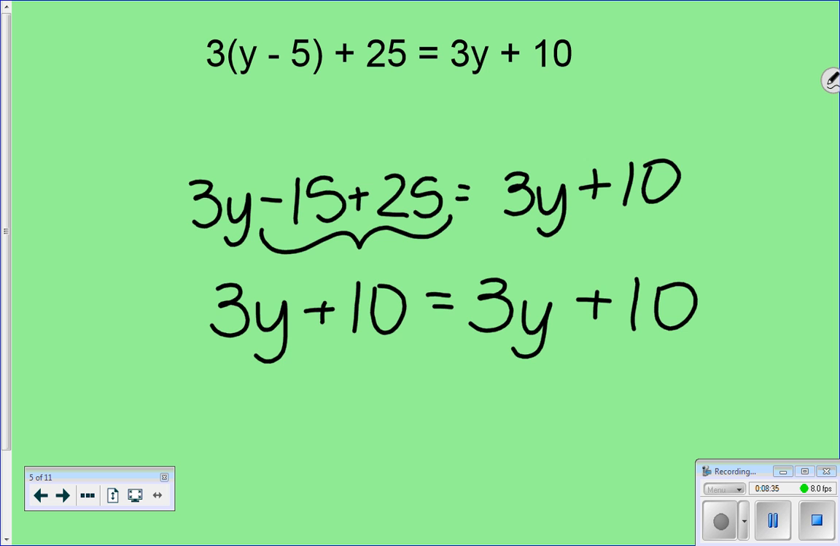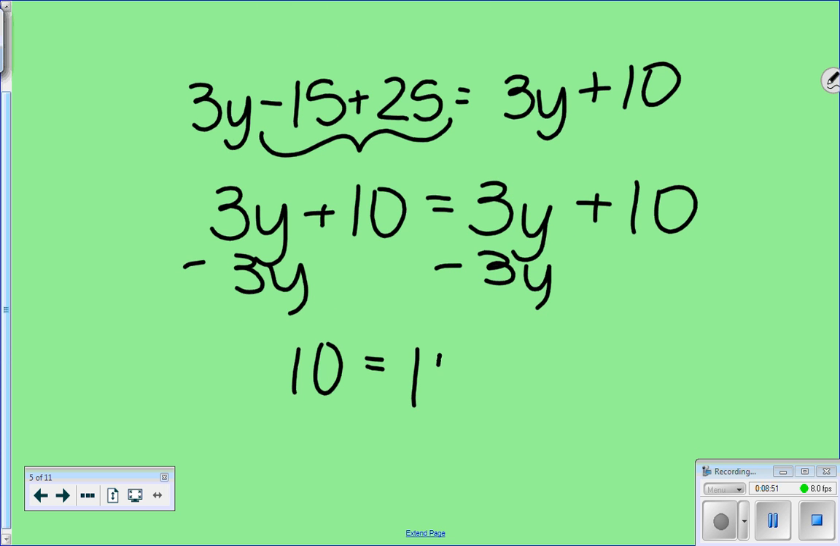Okay, now I want you to look at this. What do you notice? It's the same. So let's keep solving. What would you do next? Okay, so let's minus 3y from both sides. Guess what you're left with? What are you left with on each side? Okay, 10 equals 10. Now, do you think this is an identity or a null set? This is actually an identity. Why would this be an identity? Identity means that any number could go in for y and it would equal the same thing. They're going to be the same.